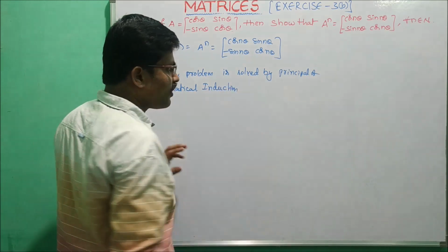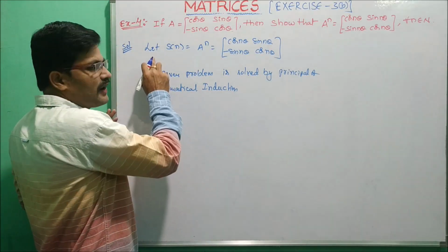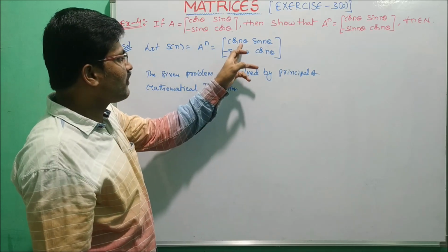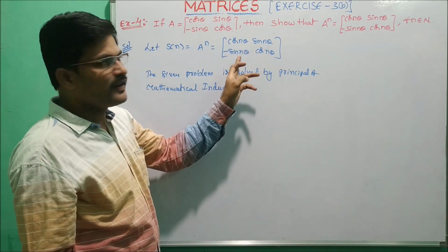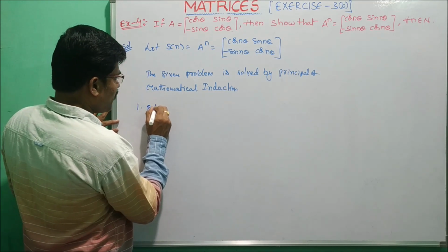The given problem is solved by the principle of mathematical induction. Let us assume that S of n equals A power n, which equals the matrix [cos n theta, sin n theta; minus sin n theta, cos n theta]. Now the first point is, put n equals 1.